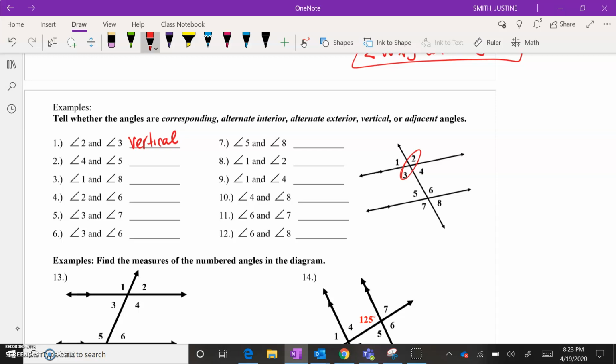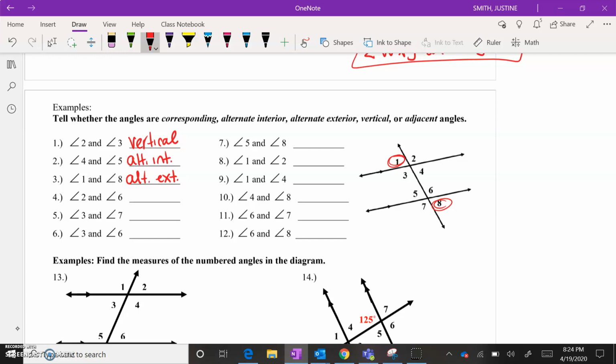So angle 4 and angle 5, these are inside my parallel lines on opposite sides of the transversal. So these are alternate interior angles. 1 and 8 are outside of my parallel lines on opposite sides of the transversal. So those are alternate exterior angles, and it's fine if you want to abbreviate.